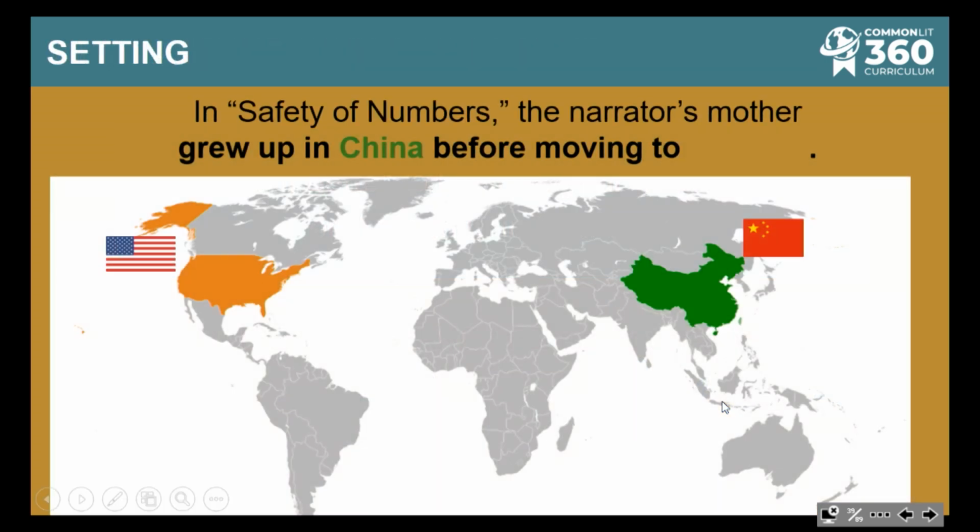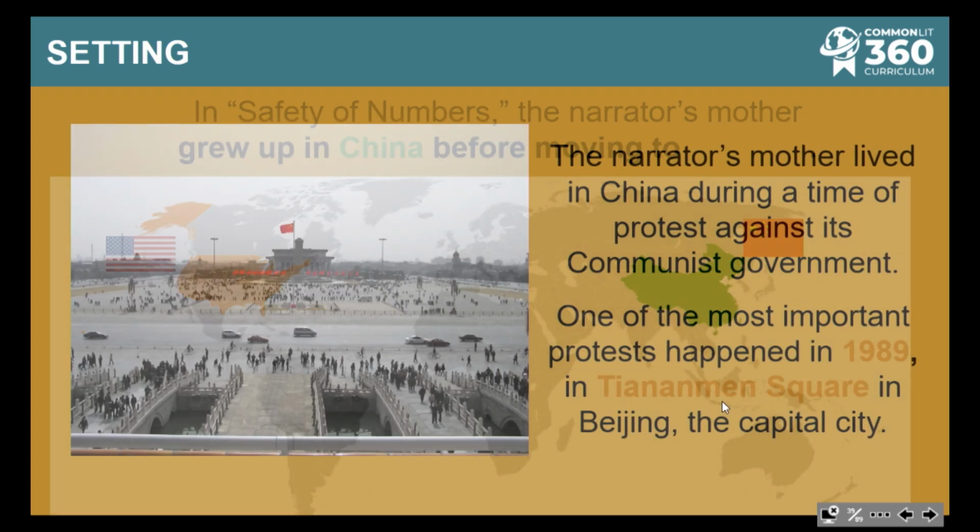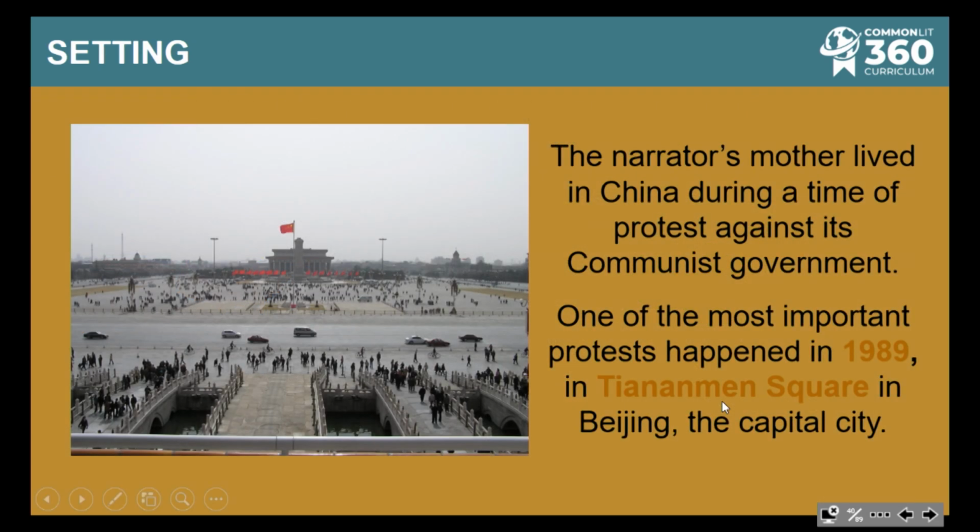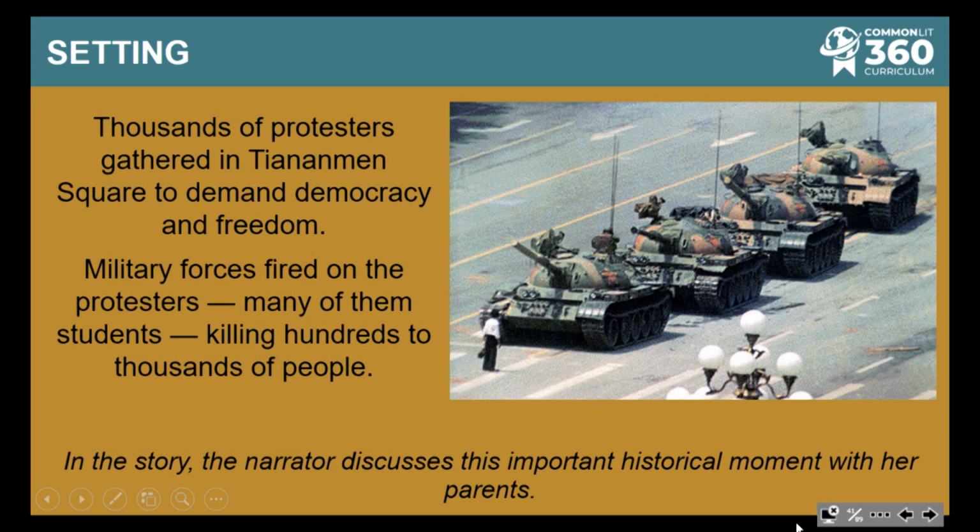Good. In Safety in Numbers, the narrator's mother grew up in China before she moved to the United States. And so you can see on this map the United States and China and how far apart they are on this world map. The setting of this story is in China during a time of protest against the communist government. One of the most important protests happened in 1989 in Tiananmen Square in Beijing, the capital city.